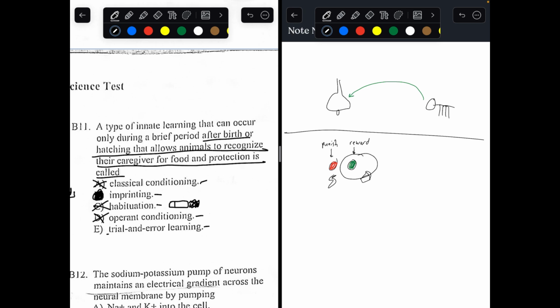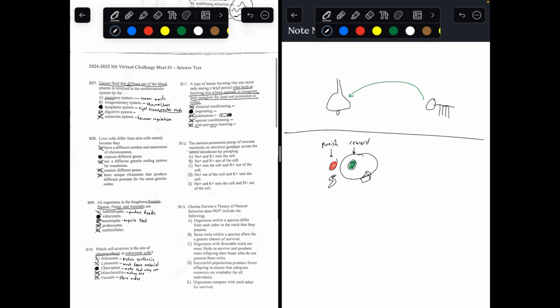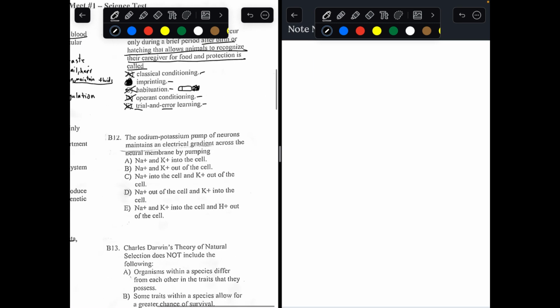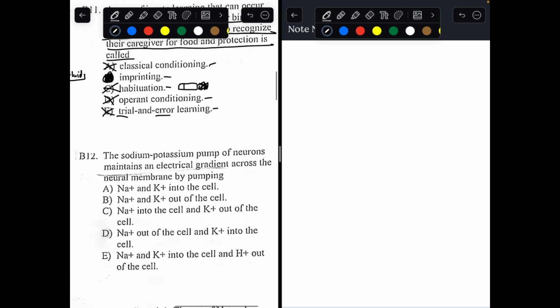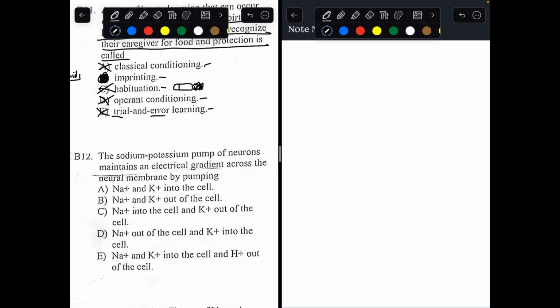Letter E is trial and error learning, which is exactly what it says, trial and error. That's not what's being talked about in the problem, so it's not going to be that. So answer number 11 is going to be B. Number 12. The sodium-potassium pump of a neuron maintains an electrical gradient across the neural membrane by pumping what into the cell and what out of the cell.